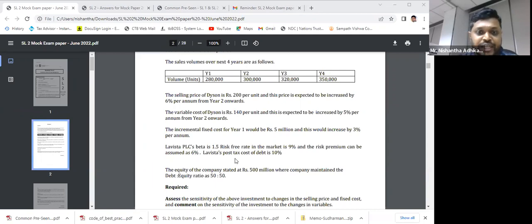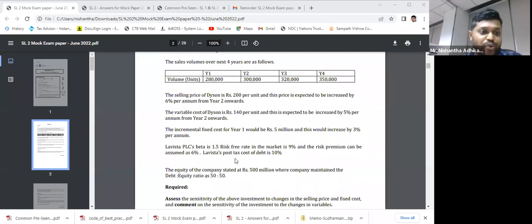Okay, right. Then the incremental fixed cost for year 1 would be 5 million, and it will be 5.15 in the second year. La Vista PLC beta is 1.5. The risk-free rate in the market is 9%, and the risk premium can be 6%. That's why you have to calculate cost of equity. Then you can get an idea.